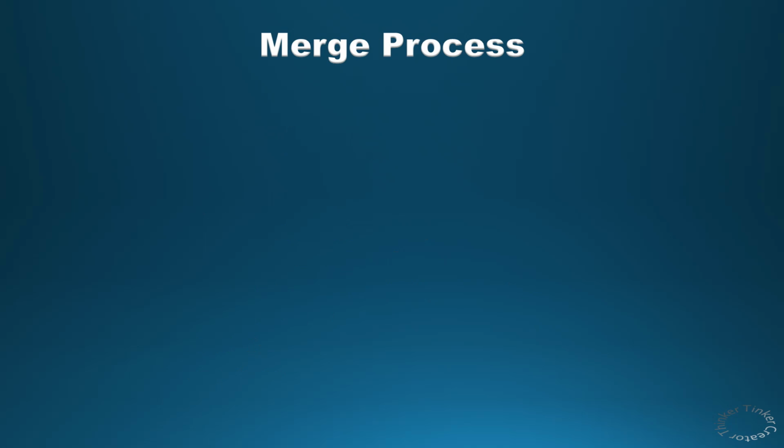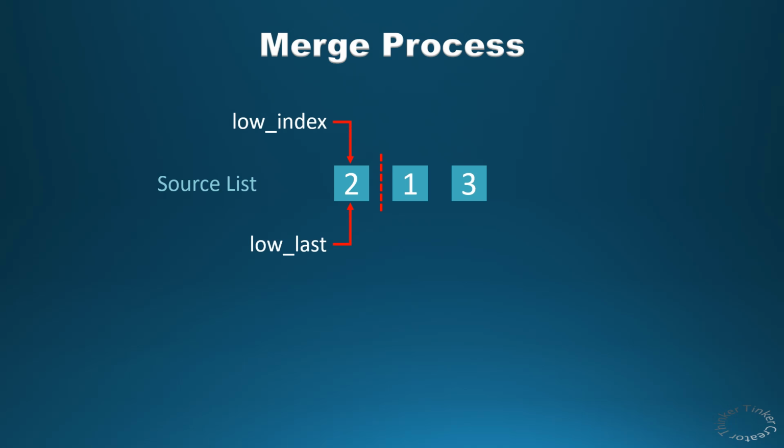Let us now look at the merge process. Here's a source list of 3 items. The first item is the left half. The second and third items are the right half. On the left half, there is only one item. So the low index and the low last index point to the same item. On the right half, the high index points to the first item. And the high last index points to the last item.